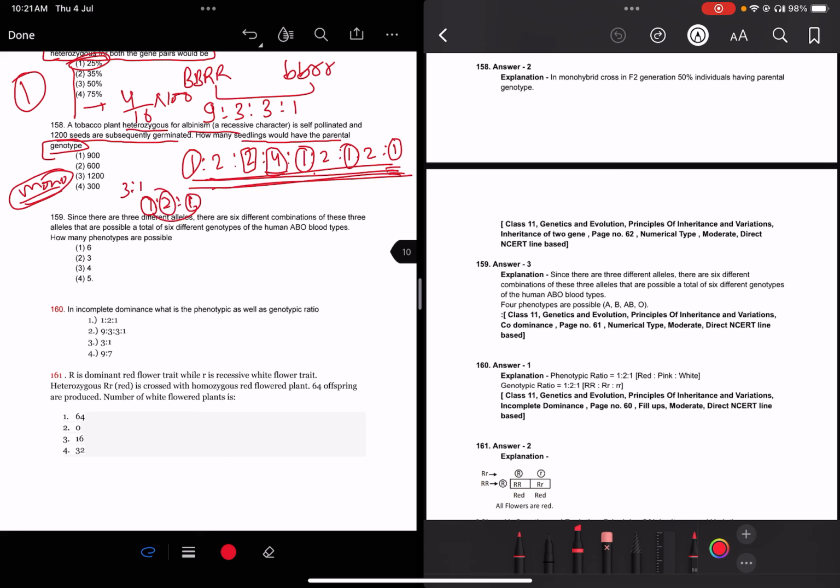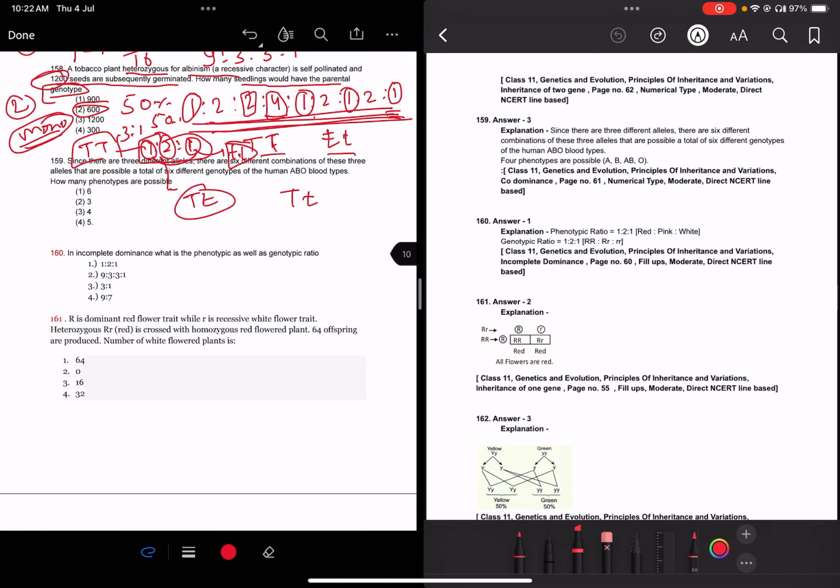So 50% are parental and 50% are recombinant. In the 1:2:1 ratio, the Tt types are parental, but TT and tt are recombinant. So 50% are parental. Out of 1200, 600 are parental. So the answer is 2.